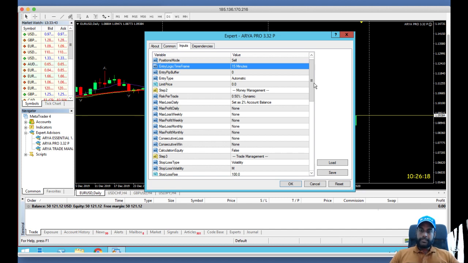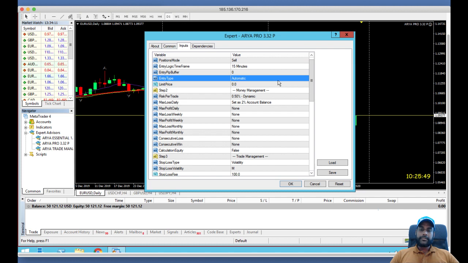The entry pip buffer, everything is in the name. Actually, it's a buffer for your entry point. I'm someone who is not willing to put any entry pip buffer for now, because I really believe that the market on the euro dollar is not that tricky and will not make any false signals. It's a very clear technical asset to trade on, so I will not put any buffer on it.